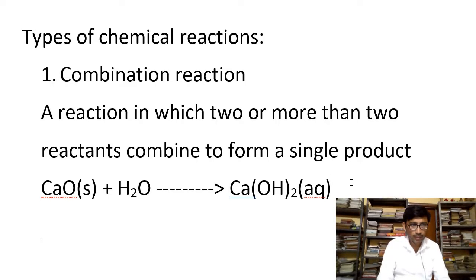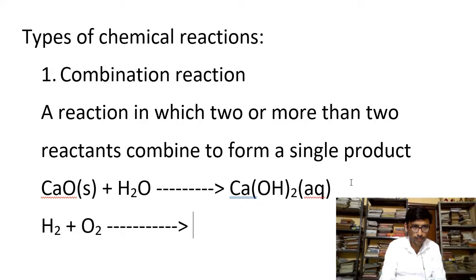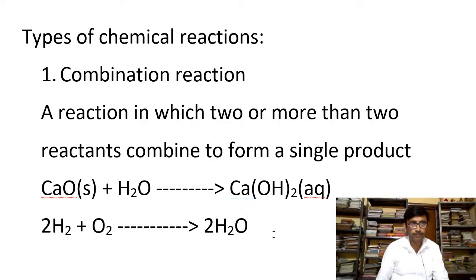Another example is the example of combination of hydrogen and oxygen to form water, which we have seen several times. So H2 plus O2 forms H2O. Now in order to balance this, we know that we can put a 2 over here and a 2 over here. And we can also write the states. This is a gas, this is a gas, and this is liquid.